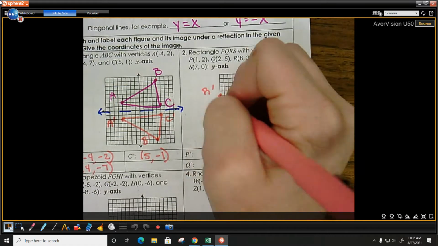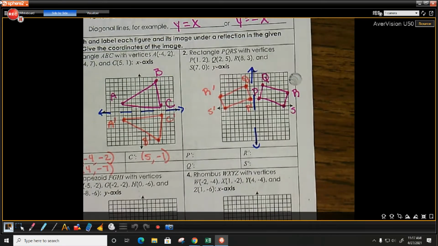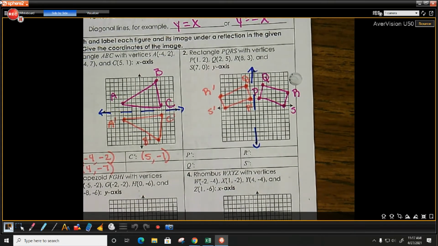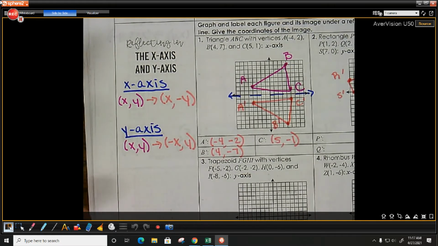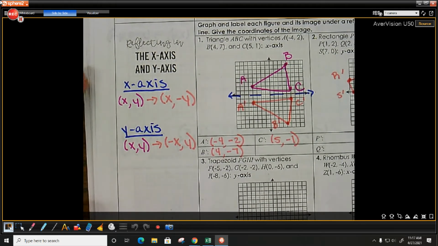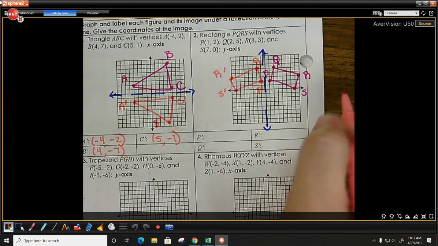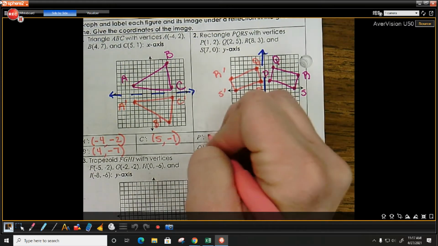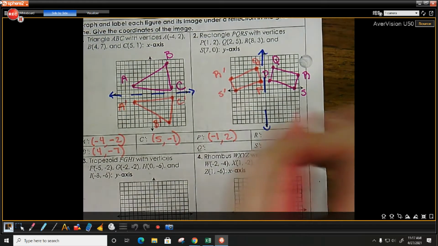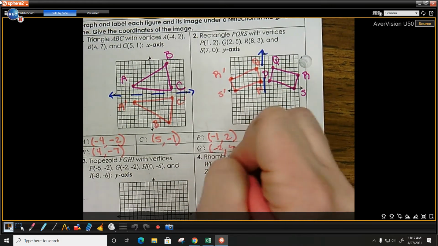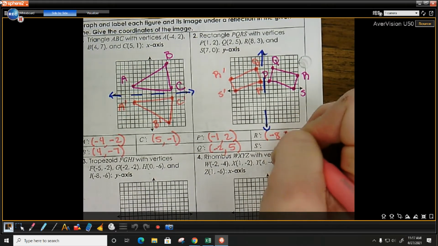Now guys, the nice thing is we are going to give you these rules. So like how we're telling you if you reflect over the x-axis, if you reflect over the y-axis, we are giving you those on your test. Okay? So P prime is negative 1, 2. Q prime is, R prime is, and S prime is.